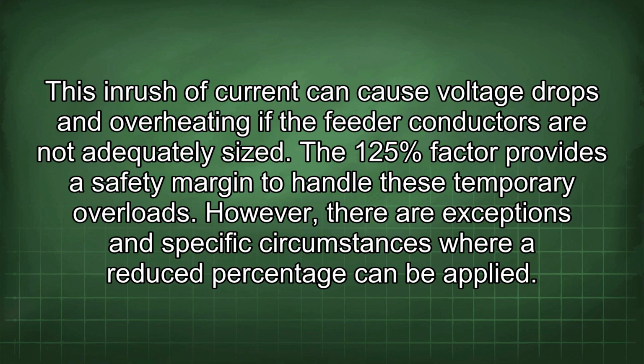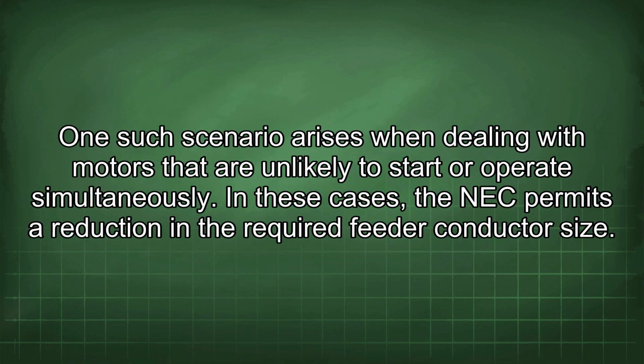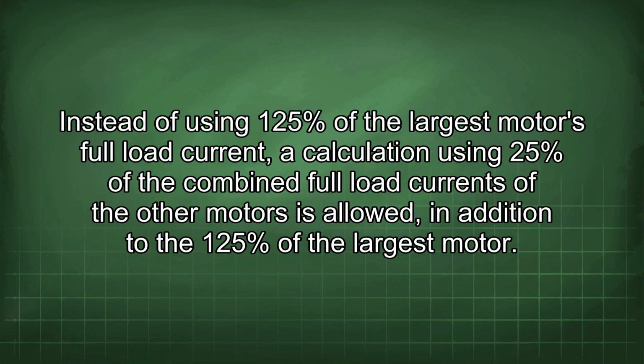However, there are exceptions in specific circumstances where a reduced percentage can be applied. One such scenario arises when dealing with motors that are unlikely to start or operate simultaneously. In these cases, the NEC permits a reduction in the required feeder conductor size. Instead of using 125% of the largest motor's full load current, a calculation using 25% of the combined full load currents of the other motors is allowed, in addition to the 125% of the largest motor.